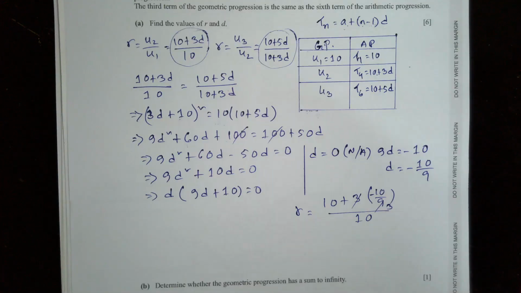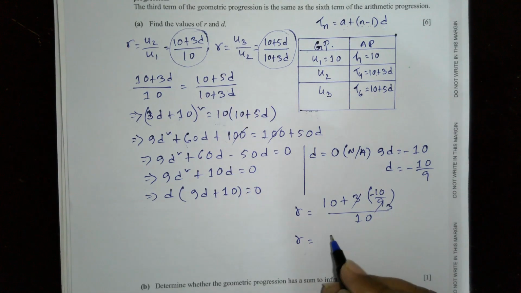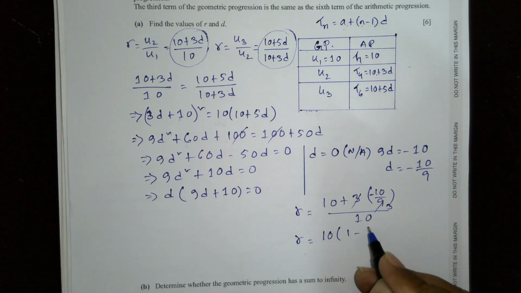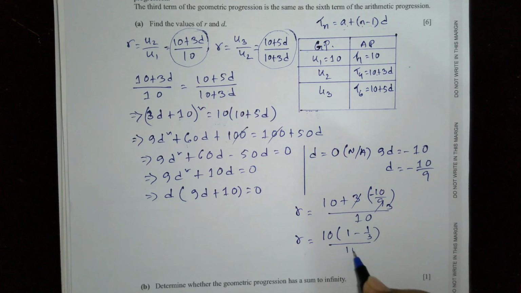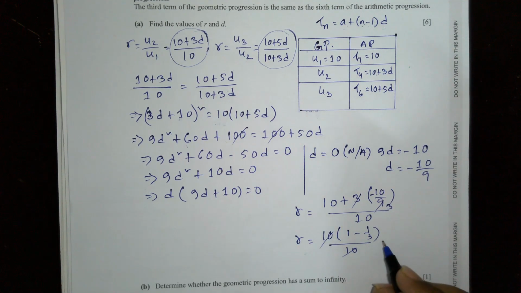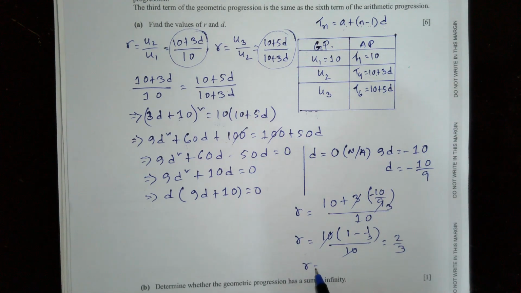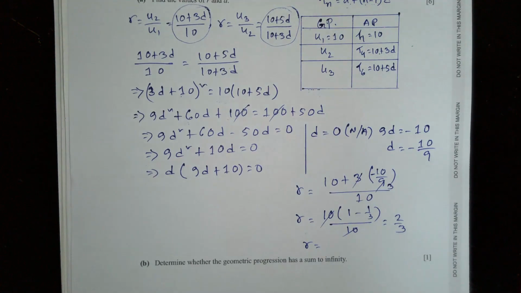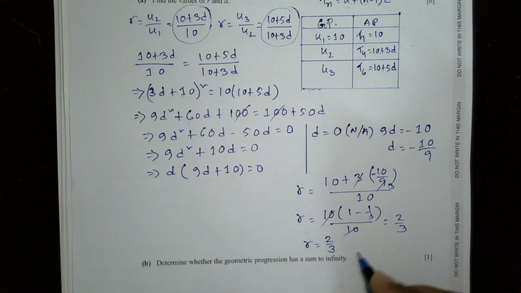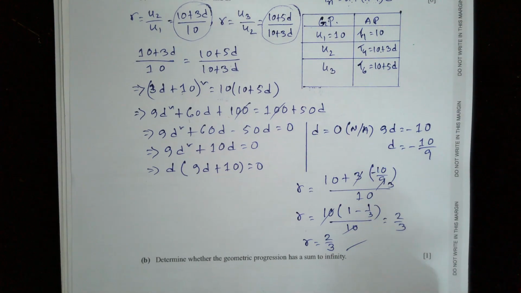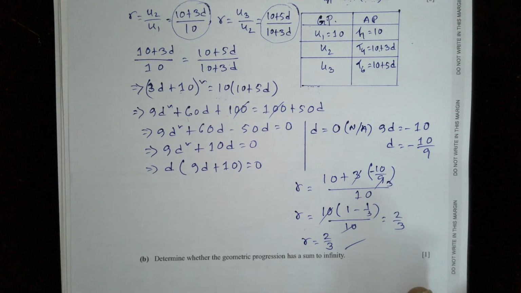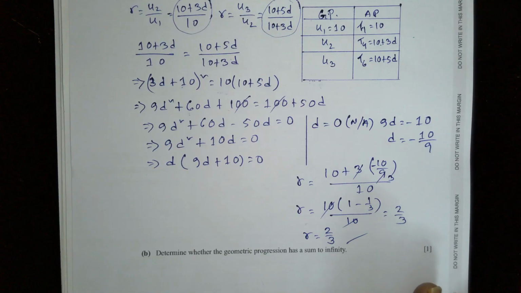Since it's a non-calculator paper, I am utilizing a technique. I can take 10 common, then we get 1 minus 1 over 3, divided by 10. The 10 gets crossed out, and 1 minus 1 over 3 is 2 over 3. Hence the value of r is 2 over 3. So we found the value of r, that is the common ratio of the geometric progression.